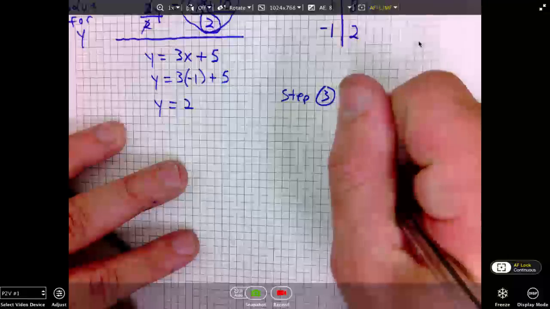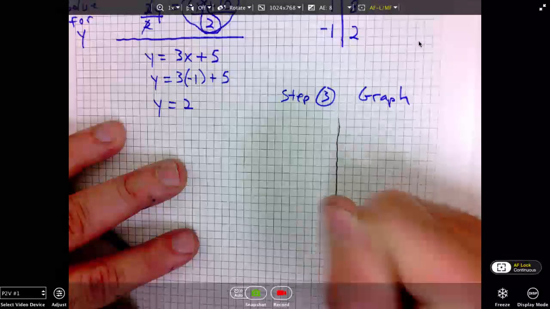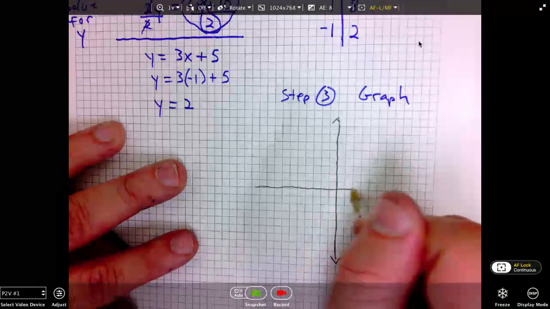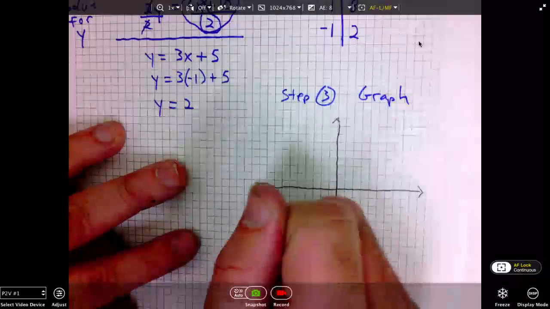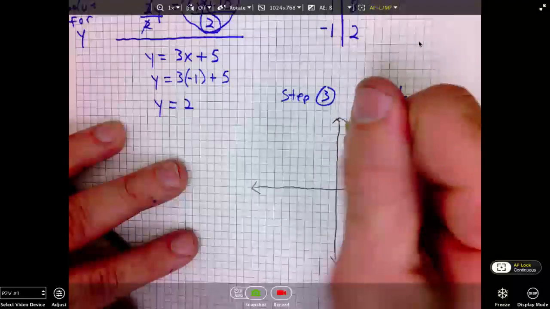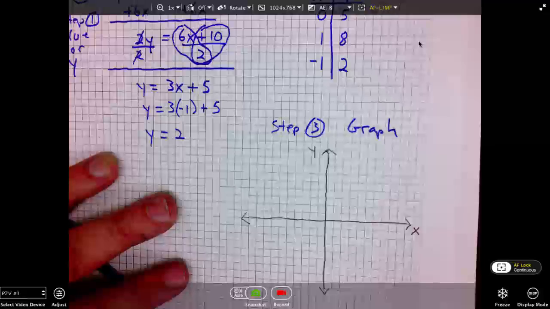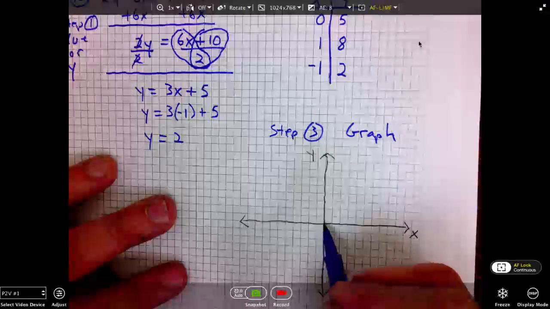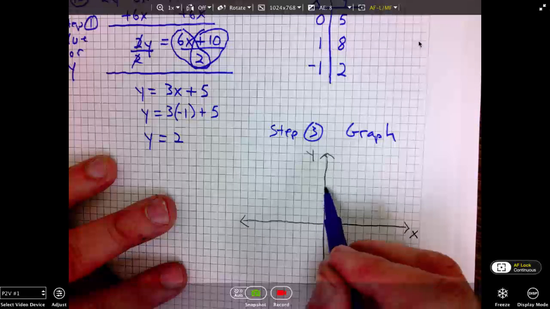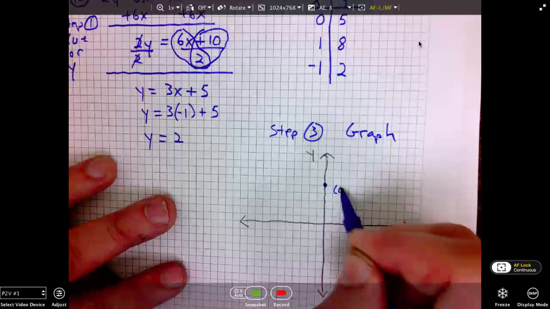Take your time and draw right on the line. The horizontal axis is the x-axis. The vertical axis is the y-axis. We want to plot the points. 0 pairs with 5. Left, right or left 0, then up 5. 1, 2, 3, 4, 5. 0 pairs with 5.